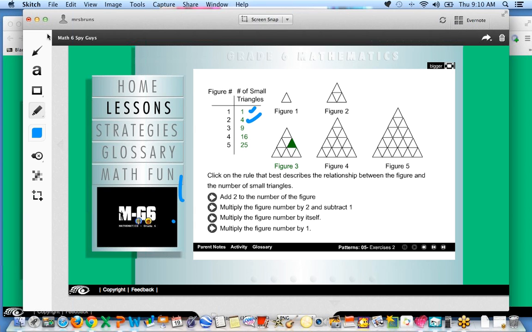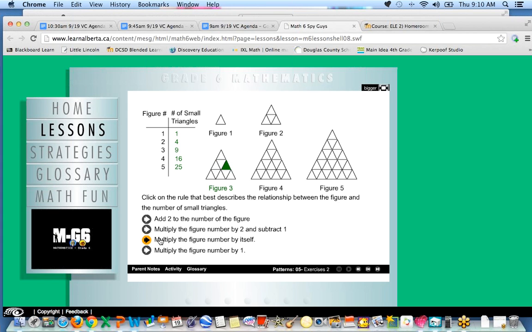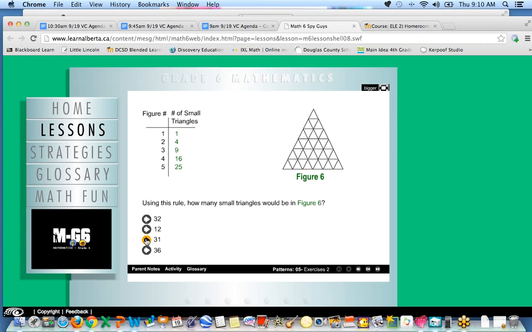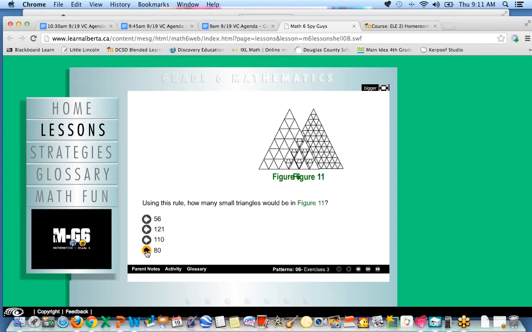So let's go back. Using this rule, how many small triangles would be in figure 6? All right, so if we have figure 6, if we multiply the figure number by itself, what would 6 times 6 be? Yeah, you guys are smart. 36. You know another way that you could do it?